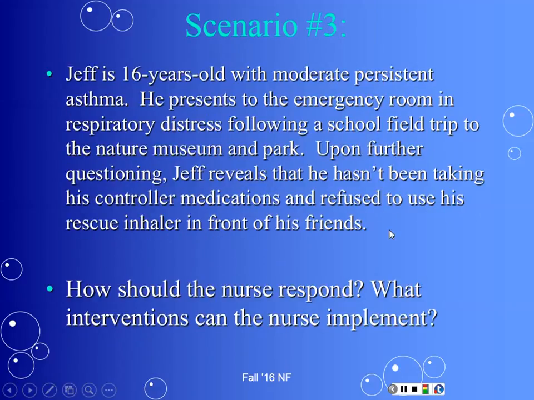Okay, Jeff is 16 with moderate persistent asthma. He comes into the ER in respiratory distress following a school field trip to the Nature Museum and Park. Upon further questioning, he reveals that he hasn't been taking his controller meds and refused to use his rescue inhaler in front of his friends. I guess it looks better to not be breathing than to use a rescue inhaler. How should the nurse respond to this, and what interventions can she implement?